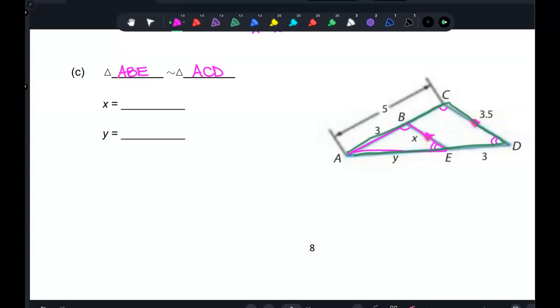To solve for x, I am going to compare 3 to 5, and then I'm going to compare x to 3.5. So I'm going to cross multiply, so I get 5x equals 10.5. Divide both sides, and we get x equals 2.1.